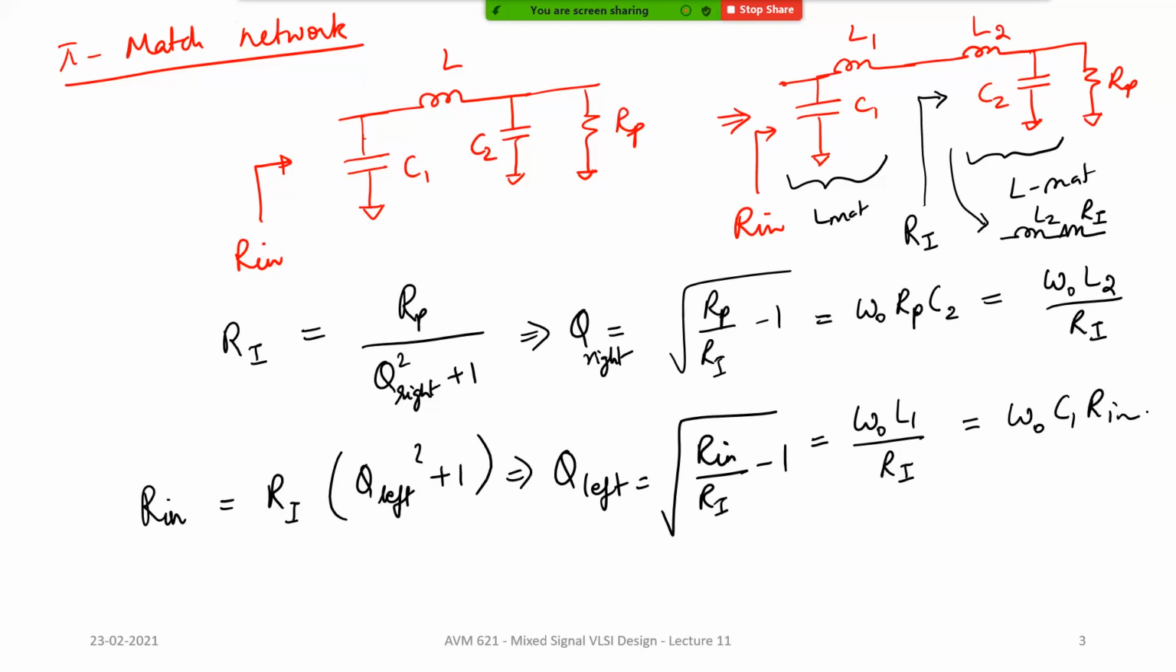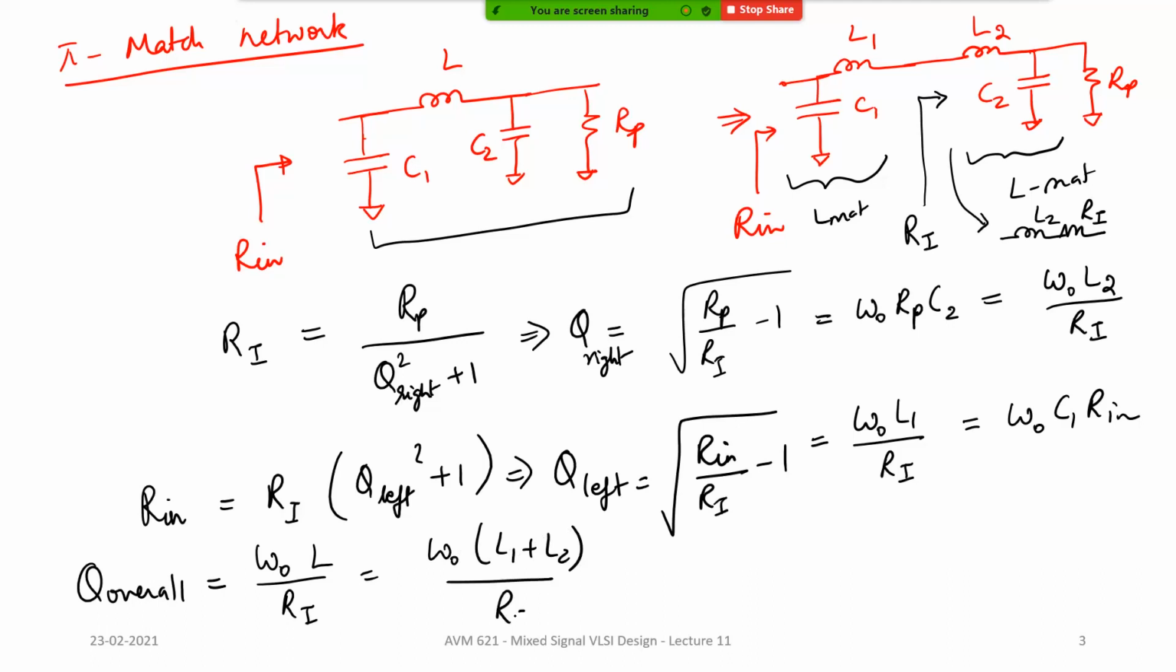Now the overall Q can be defined if you take this entire network. One easy way to define the Q is to say this L has a series resistance of Ri. So you can say omega naught L divided by Ri, which is nothing but omega naught (L1 plus L2) divided by Ri, which is nothing but Q left plus Q right.